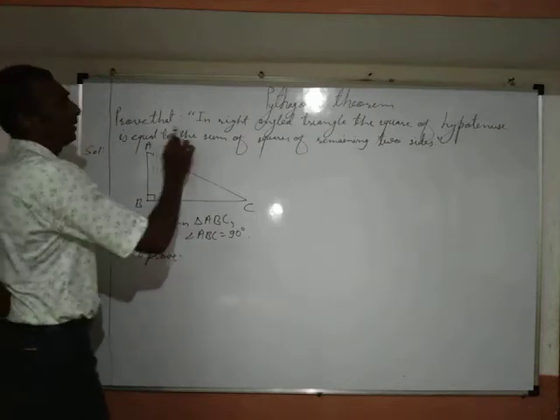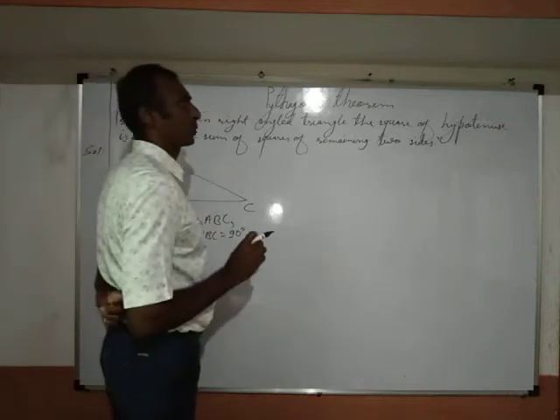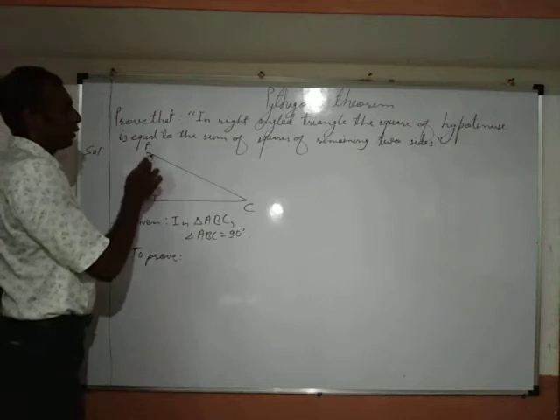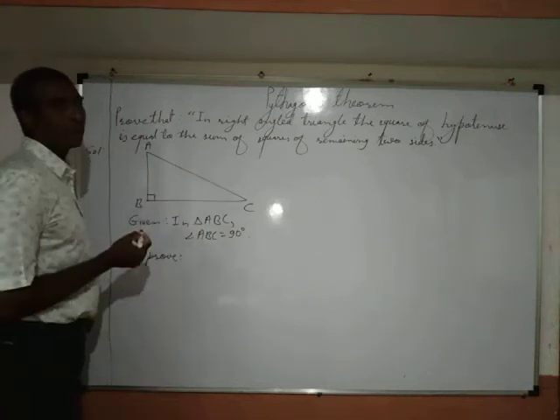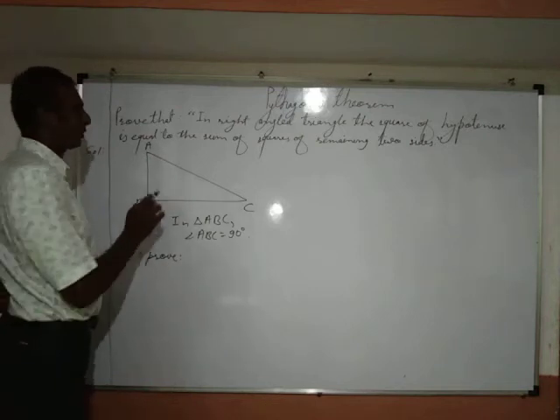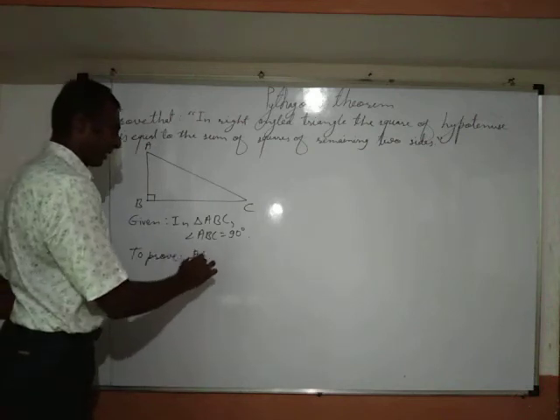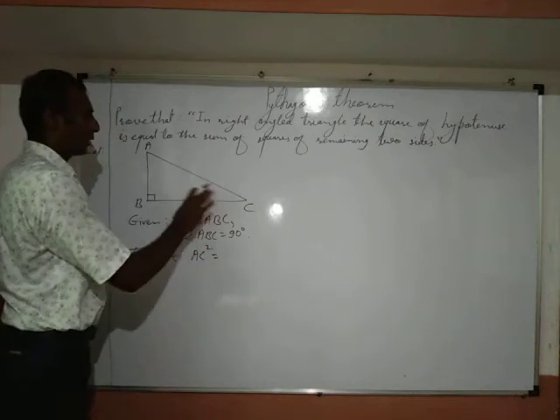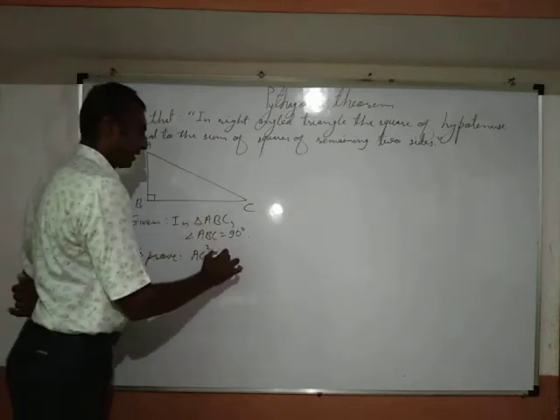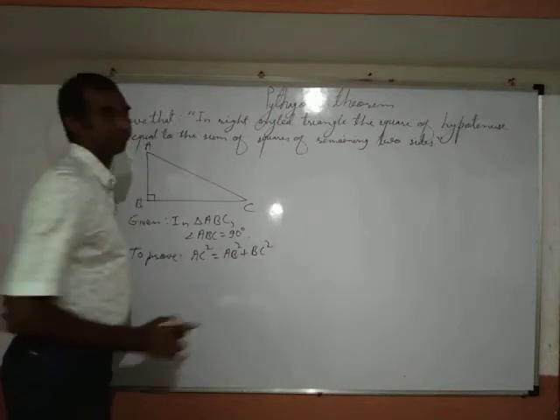According to the statement, in a right angled triangle, the square of the hypotenuse is equal to the sum of the squares of the remaining two sides. What is hypotenuse? Hypotenuse is the side opposite to the right angle. In triangle ABC, as angle ABC equals 90 degrees, therefore seg AC is the hypotenuse. That's why AC square equals the sum of the squares of the remaining two sides, which means AC square equals AB square plus BC square.